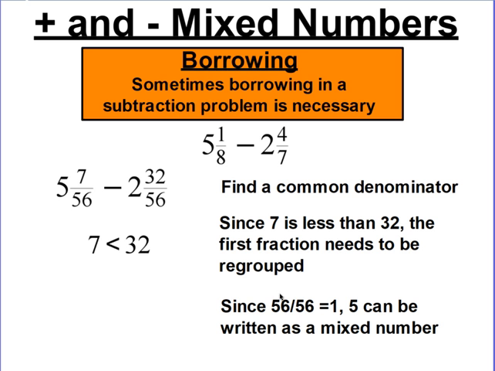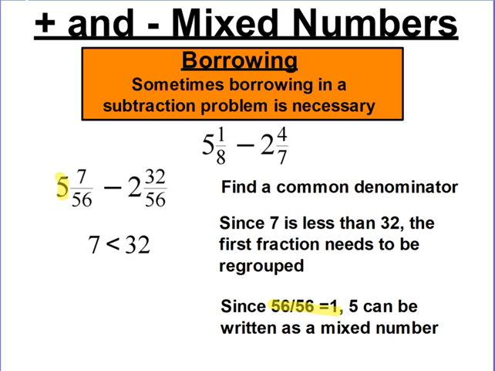Okay? So here's what you need to think about. 56 over 56 is equal to 1. That's important here. Okay? So what we can do is write the 5, just this part, as a mixed number, and then add it on to the 7/56.